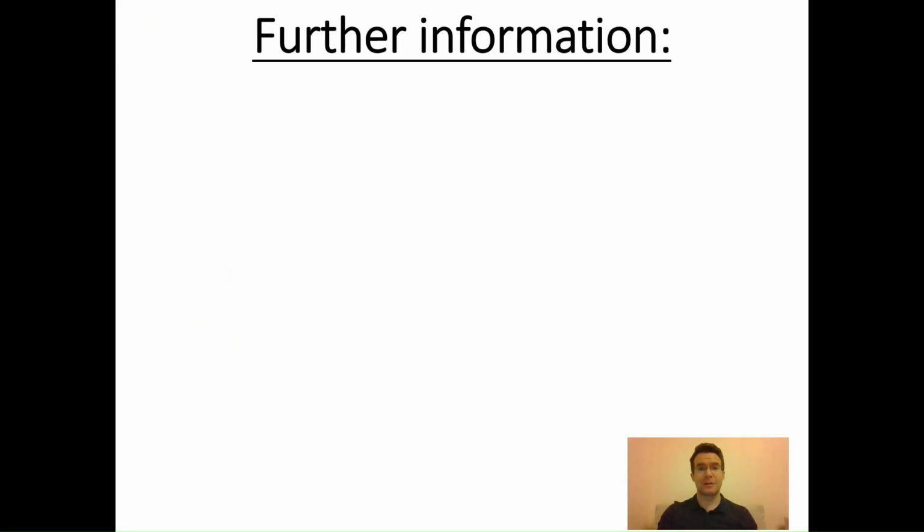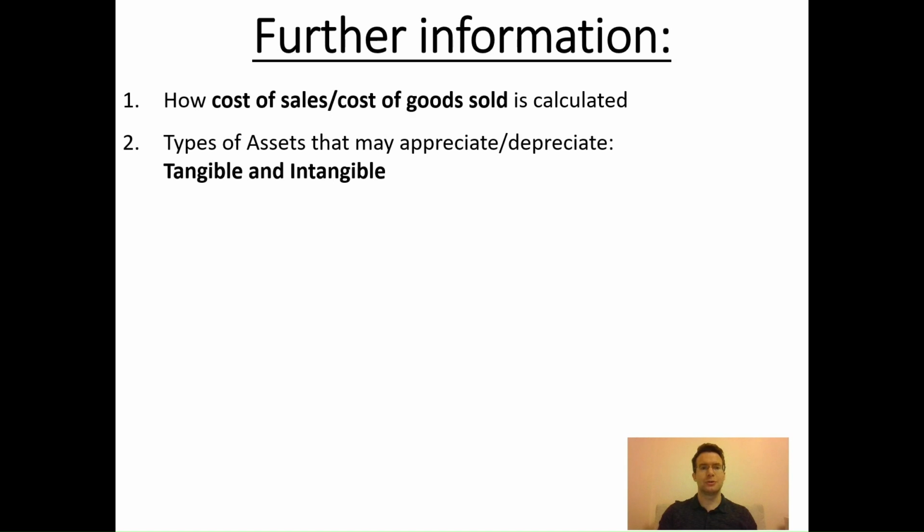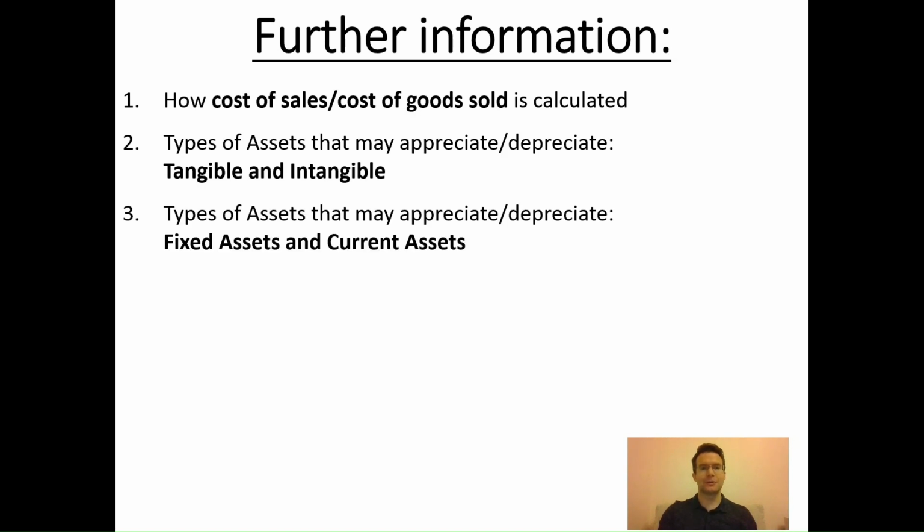There are a number of other things that you'll need to be aware of when it comes to statement of comprehensive income statements. They are as follows. Number 1, how cost of sales and cost of goods sold is calculated. We've covered it briefly in this video already. Number 2, the types of assets that may appreciate or depreciate. I alluded to it earlier, tangible and intangible assets. Number 3, also the difference between fixed assets and current assets.